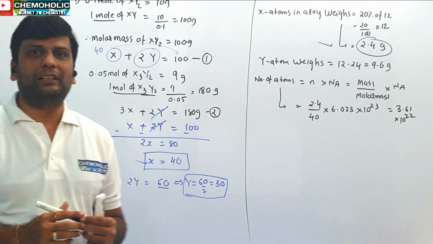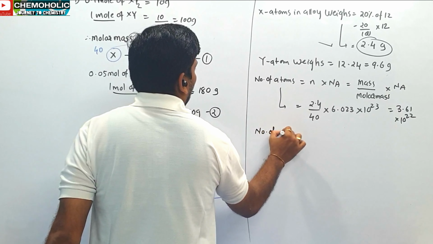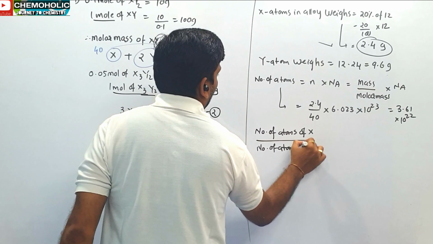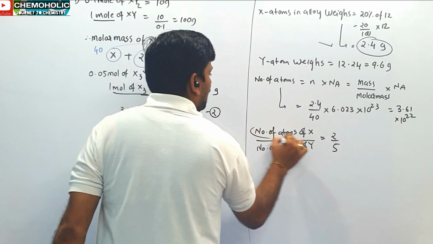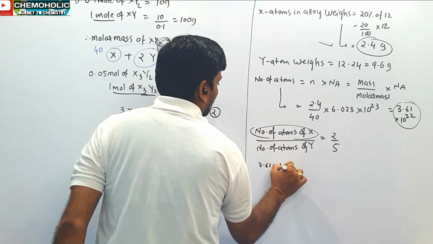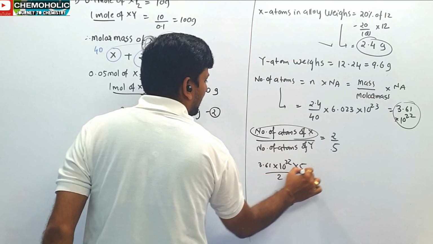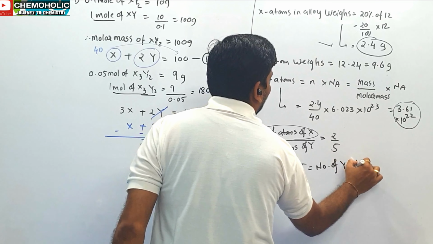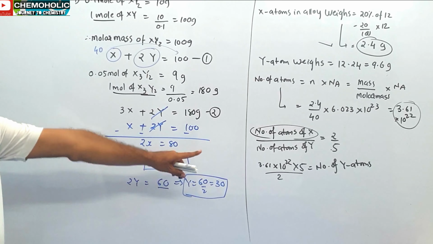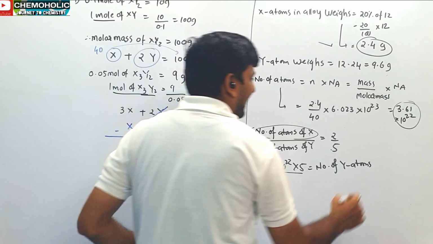One more thing, if you see the question, the ratio is given of atoms of X to the Y, and it's 2:5. So, the ratio of number of atoms of X to the number of atoms of Y is 2:5. What is the number of atoms of X in the alloy? It's 3.61 into 10 to the power 22. Bring 5 over here, it will get multiplied with X. Bring 2 over here, it will come into denominator. By doing this, you will get number of Y atoms. Clear? And the number of Y atoms is 9.025 into 10 to the power 22.